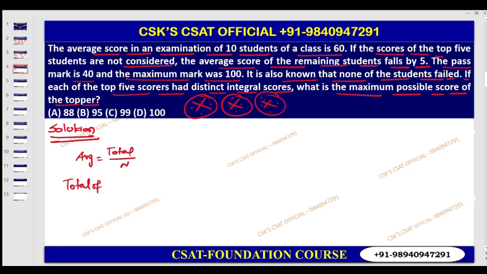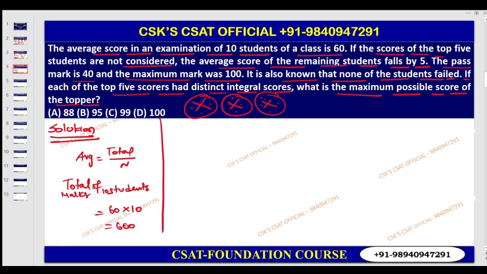Total marks of 10 students. Don't get confused with this kind of numerical. Cross multiply this. The average here is equal to what? 60 into 10 students. So therefore, 600 total marks.